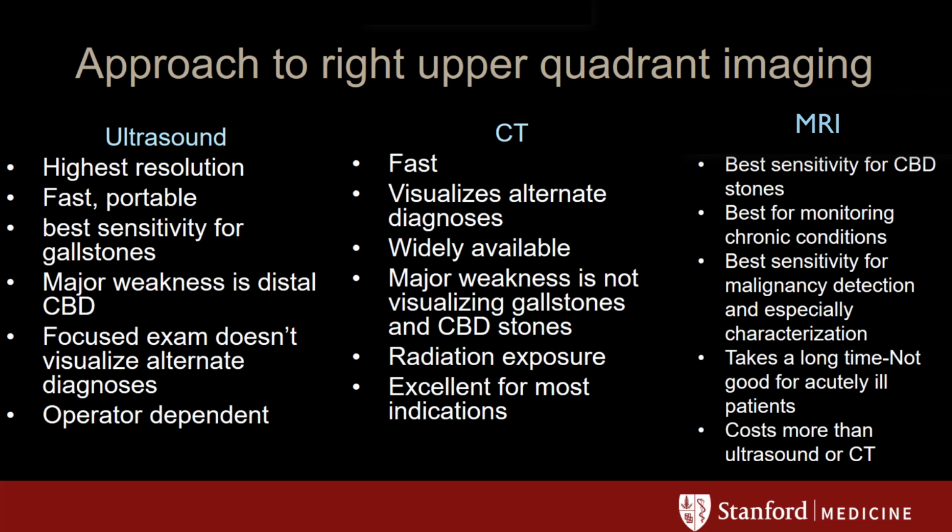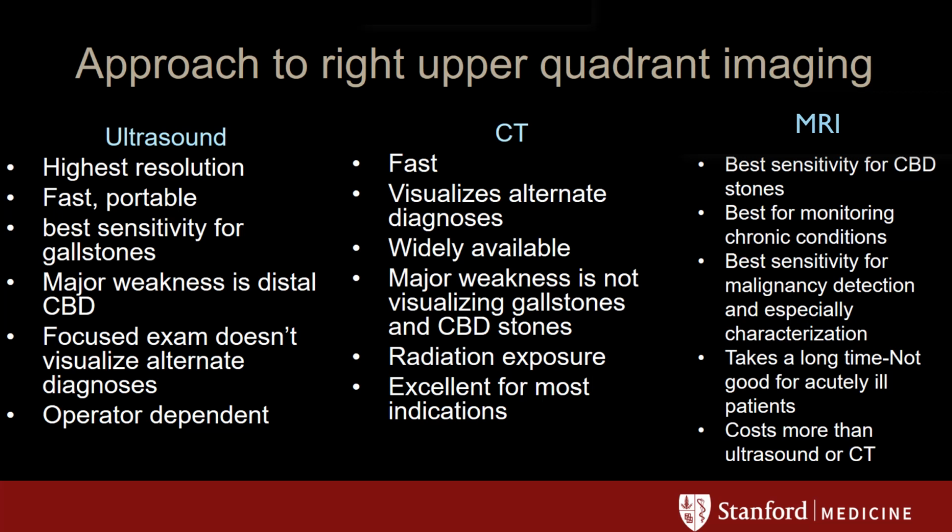So ultrasound actually has the highest resolution. You can pick up small stones in the gallbladder that you can't pick up on MRI sometimes. It's fast, it's portable. The major weakness with ultrasound is that you often can't see the distal CBD because of bowel gas. So we can almost always see it in the hilum, but not distally. Of course, if you're ordering a right upper quadrant ultrasound, you won't see other causes of pain. For example, if the patient has a right-sided kidney stone. And then depending where you are, your sonographers may or may not have excellent skills.